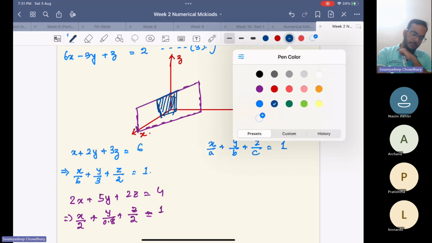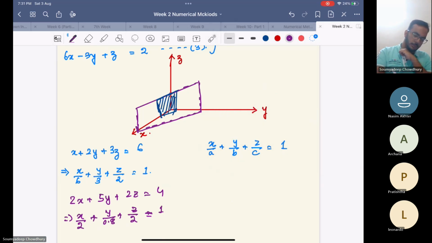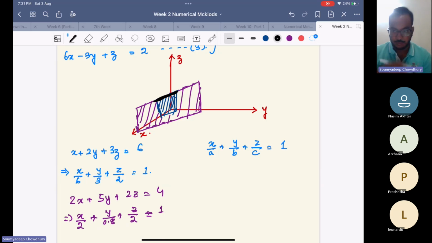And this was the previous plane. If these two planes intersect, what will we get? Suppose it is this line, right? When two planes intersect, we will get a straight line. This is the line of intersection of the two planes. This green plane is on the other side of the paper, not on this side. So we will get one line.